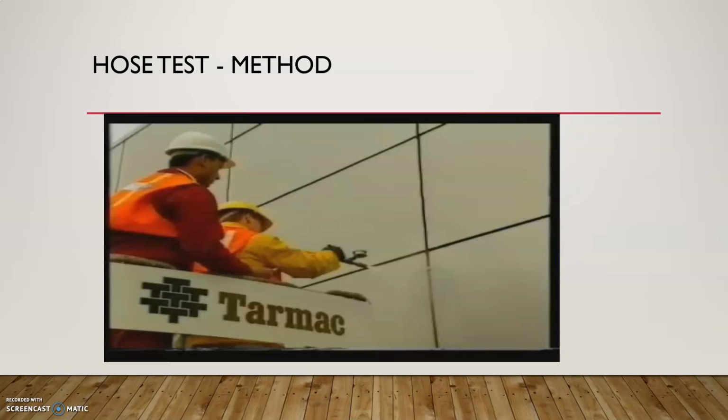You can see in the picture they're doing the hose test on the facade. You have to do it horizontally, and then move on to vertically, and you do the joints as well.